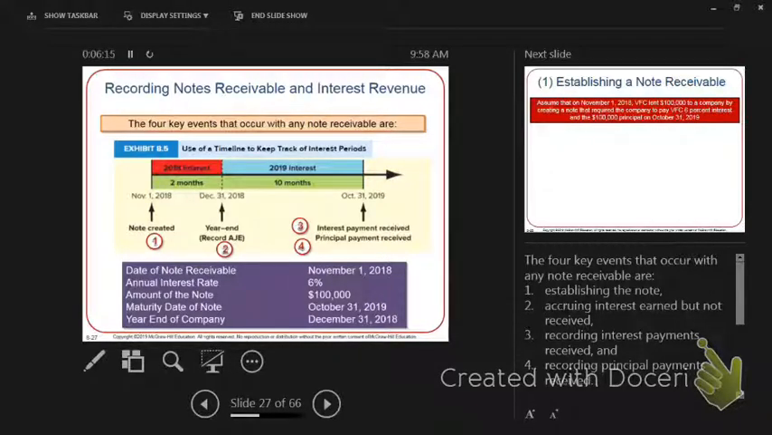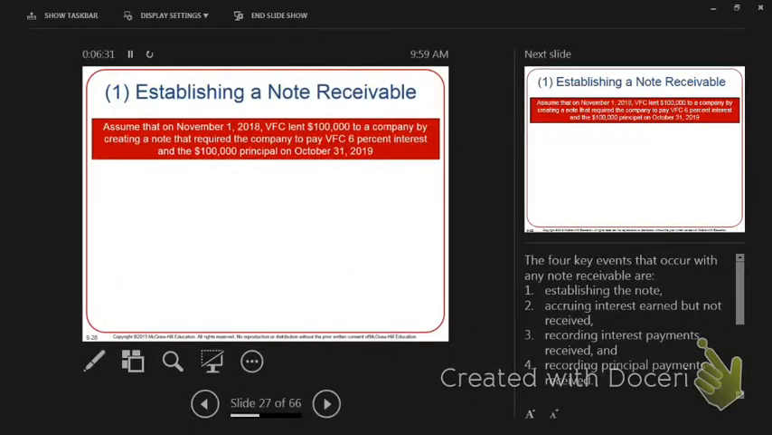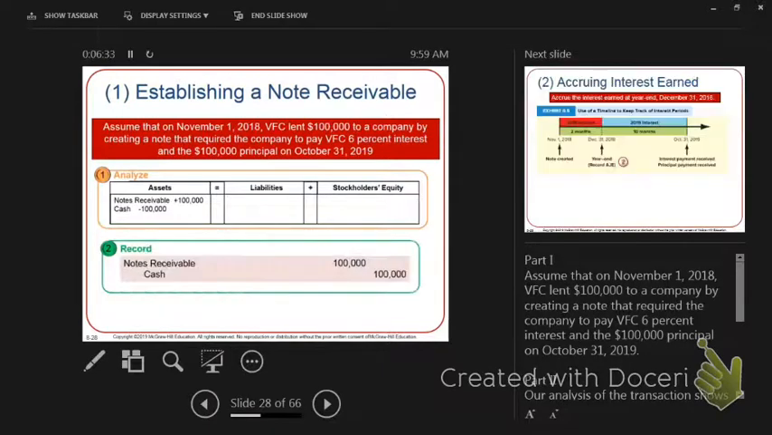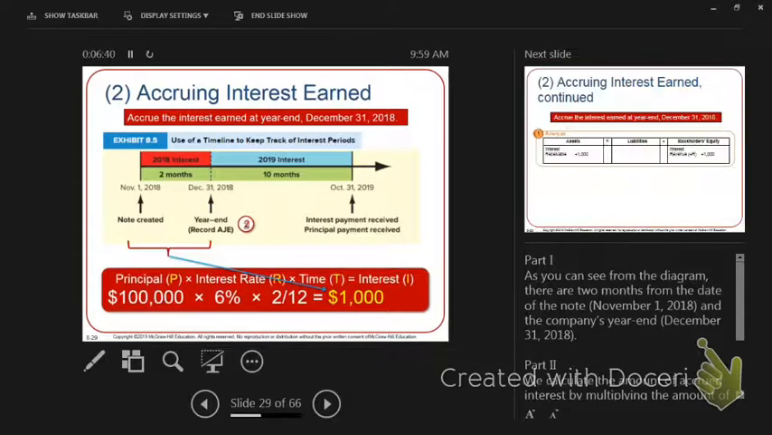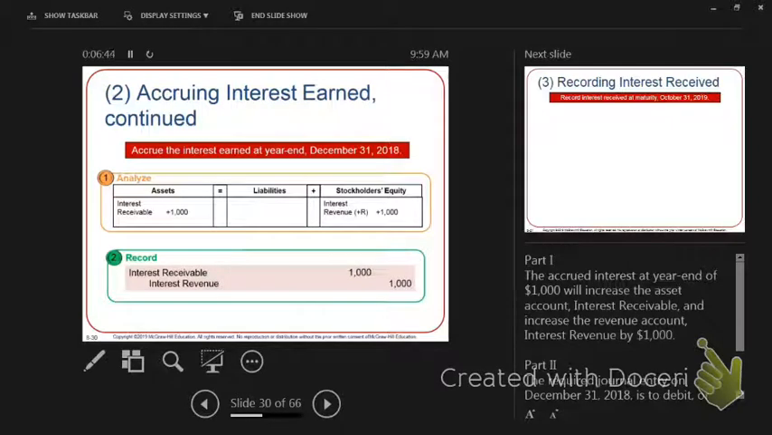We have to recognize revenue in the year that it was earned, in the period in which it was earned. We earned $1,000 of revenue, so we have to recognize it. Did we get it? No, so it's interest receivable. So this is the first two, notes receivable and cash, which is exactly what I have. Then they show our handy-dandy calculations of interest, which I already showed you. And they show you our journal entry.